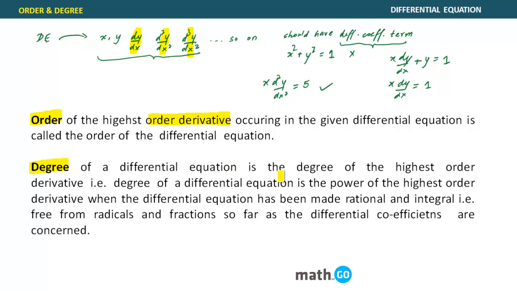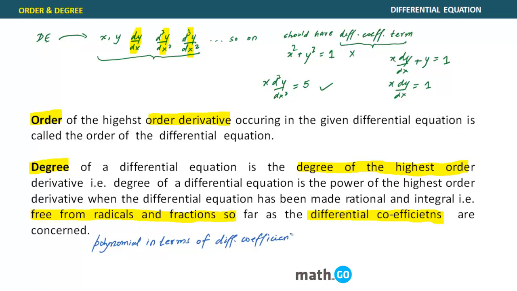But there is a problem with the degree. It is the highest degree of the highest order term that is known as the degree. But whatever you have written in the equation has to be free from radicals and fractions as far as differential coefficients are concerned. What do you mean by this? It should be polynomial in terms of differential coefficients. This is a layman definition that I can tell you. That means if there is any differential coefficient written, then the power of that differential coefficient should be a positive integer. If it is a radical, fraction, or negative, I cannot talk about the degree then.